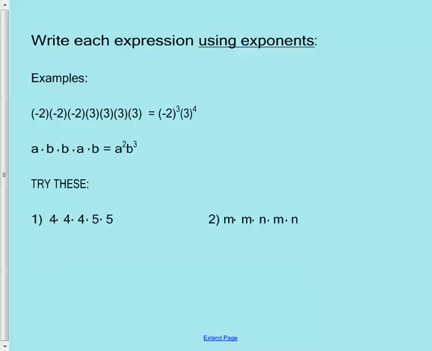So let's write each expression using exponents. For example, if I have 1, 2, 3 negative 2's, I have negative 2 cubed, or to the third power. If I have 1, 2, 3, 4 3's, I have 3 to the 4th power. If I have an a and another a, I have a squared. And if I have a b, another b, and another b, I have b cubed. Go ahead and try these and see what you think. I'll be back in just a second to show you the answers.